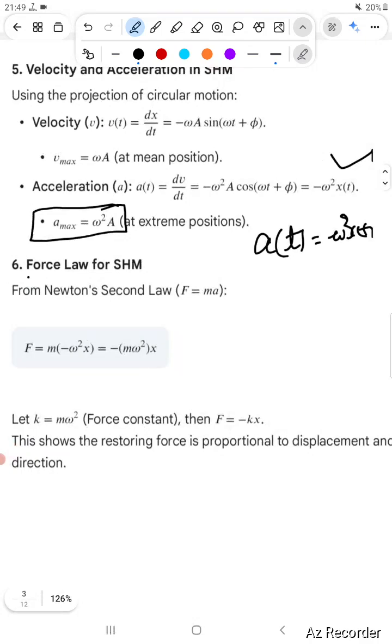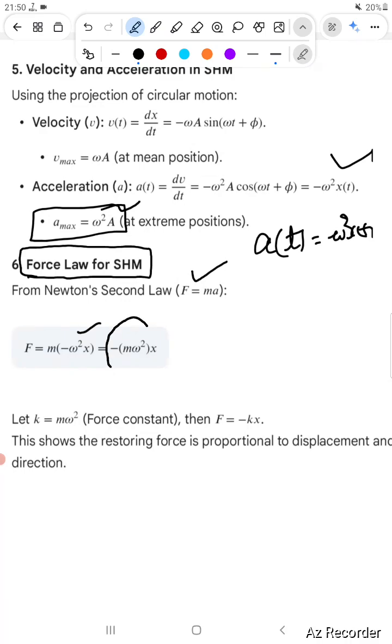The next topic is the force law for SHM. Dear students, if a body is in SHM, then the force acting on it, by Newton's second law, is F equals ma. If I put the value of a, I get minus m omega square A at maximum, and at any arbitrary position or time, the value is minus m omega square x(t), which is a function of time. If I treat m omega square as constant, then F equals minus kx, where k is m omega square.